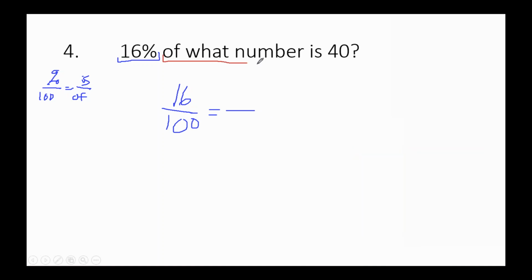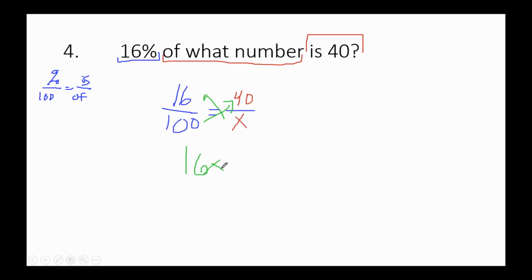analyze, of what number is 40. So is goes on top. Well, is 40. So 40 goes on top of what number? I don't know. And there's my equation, or what is this called? A proportion. So I cross multiply.